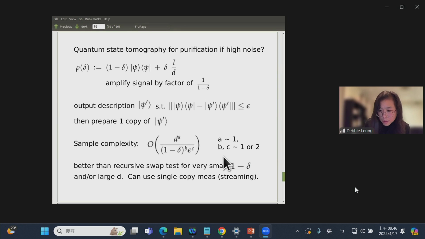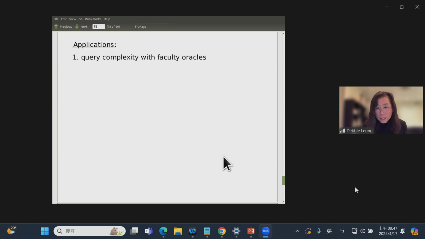I already said this. This is equally streaming. So state tomography is looking very competitive against the recursive sort test. I do not know what happened if we can compare it with the Schur sampling. We do not know whether this is optimal or not. So this is a big open problem. I should wrap up. Let me tell you why we studied this problem.